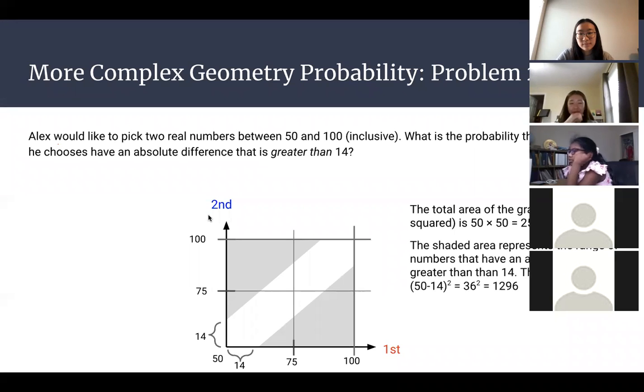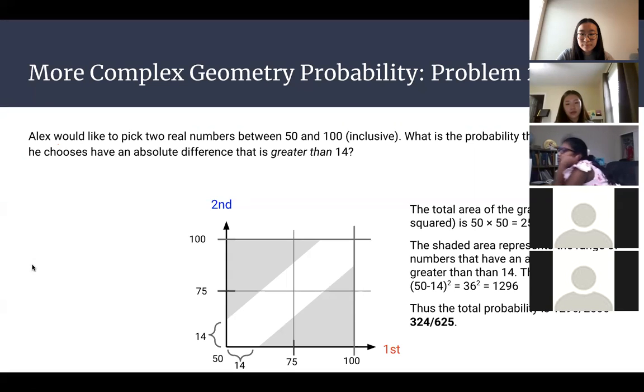Okay, so the answer was indeed 324 over 625. And basically this time, instead of subtracting the area of the triangles from the whole, you just find the area of the triangles and that's it. So we just did this, but the area of the triangles is 36 squared, because the base and the height are both 36. So once you simplify, you would get that as your answer.